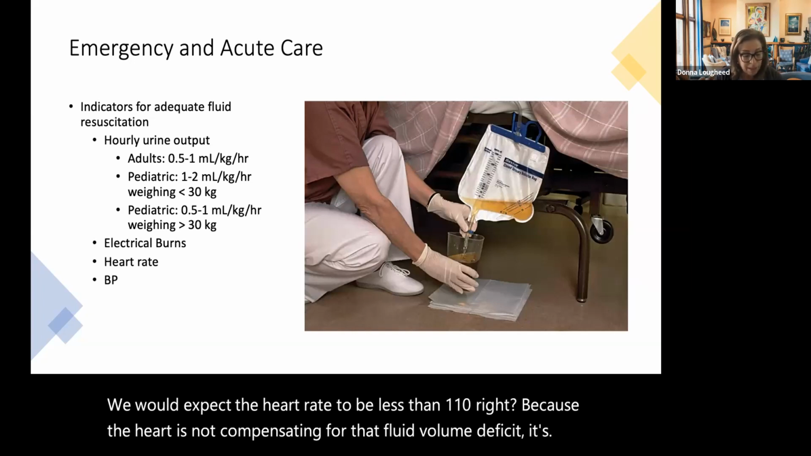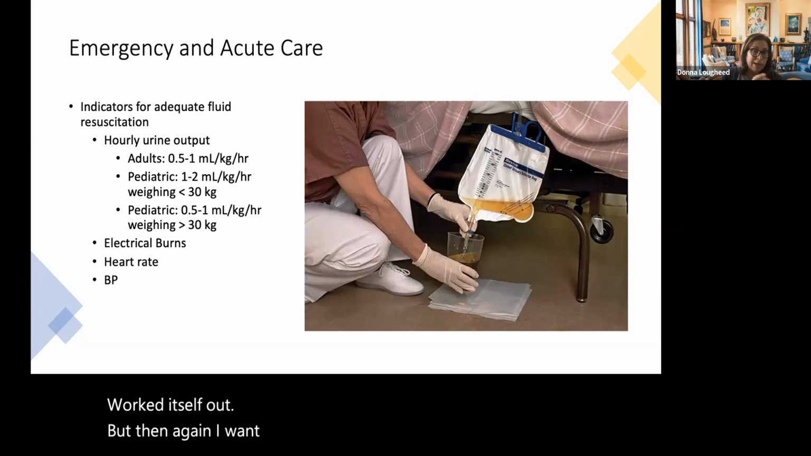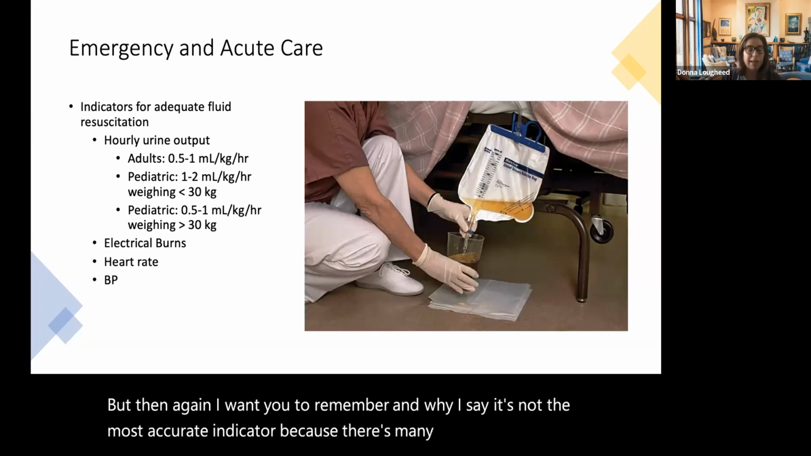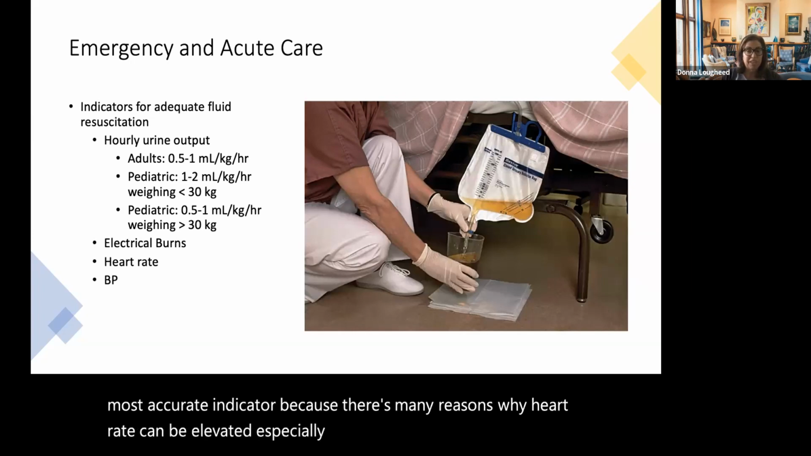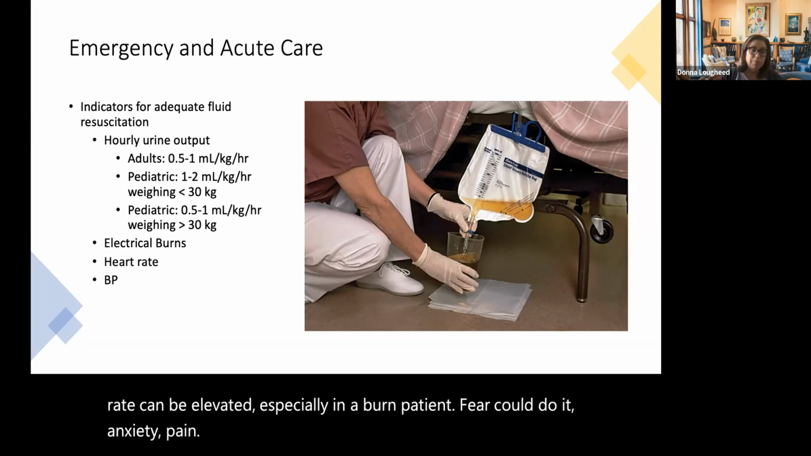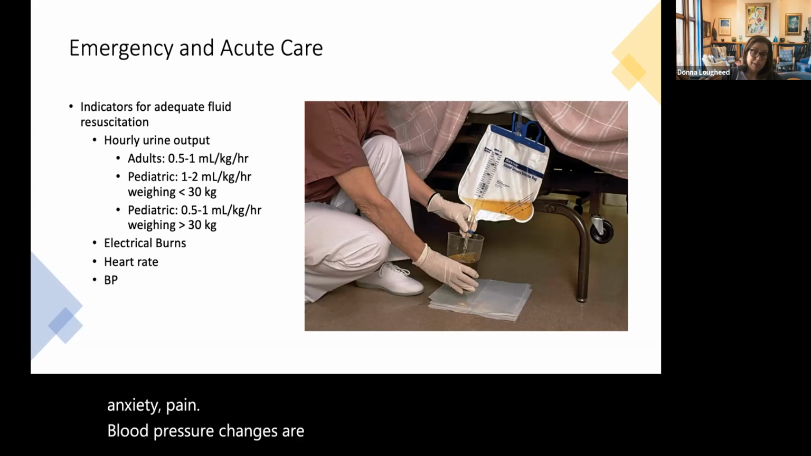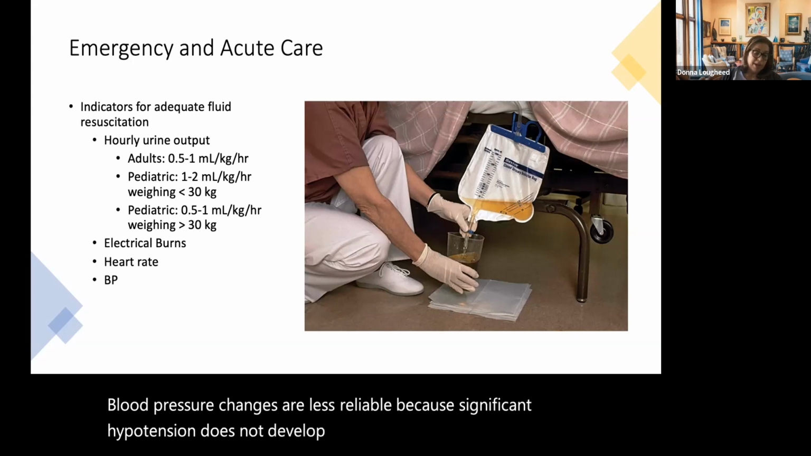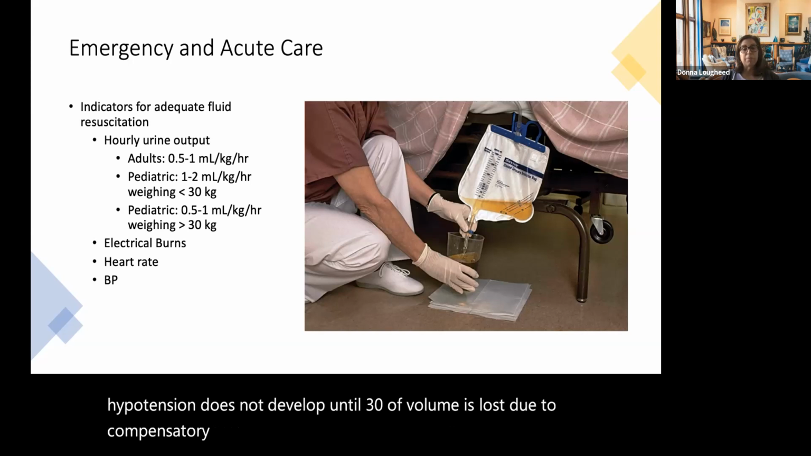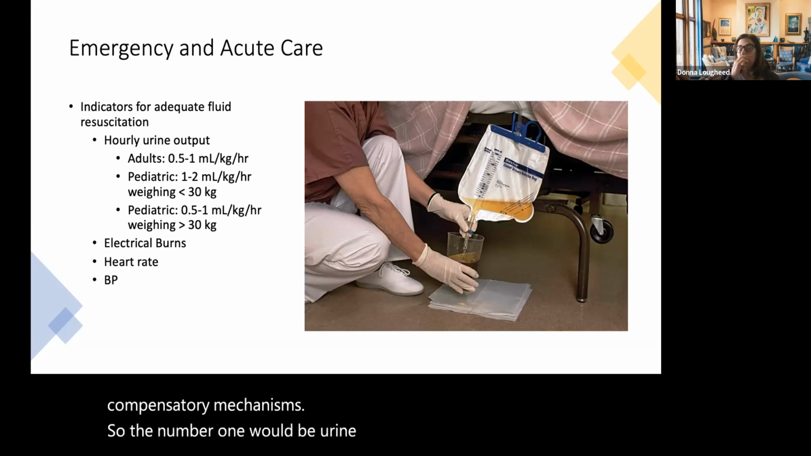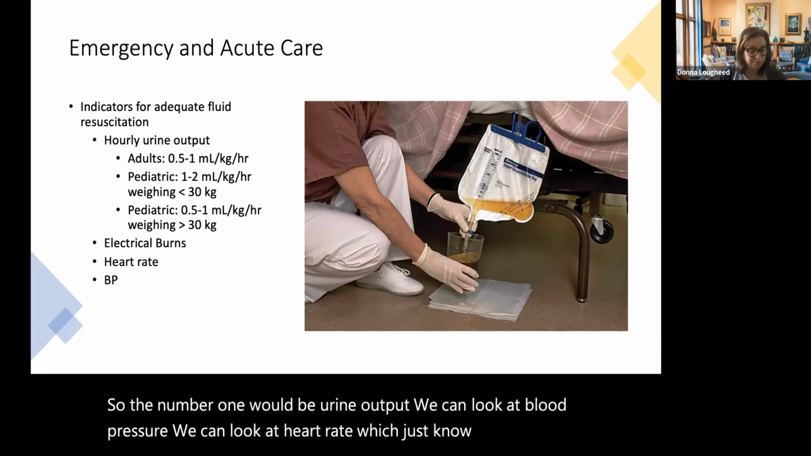But then again, I want you to remember why I say it's not the most accurate indicator, because there's many reasons why heart rate can be elevated, especially in a burn patient. Fear could do it, anxiety, pain. Blood pressure changes are less reliable because significant hypotension does not develop until 30% of volume is lost due to compensatory mechanisms. So the number one would be urine output. We can look at blood pressure, we can look at heart rate, but just know they're not as reliable.